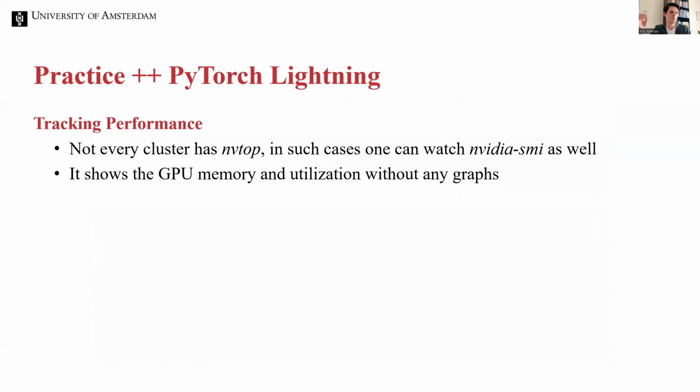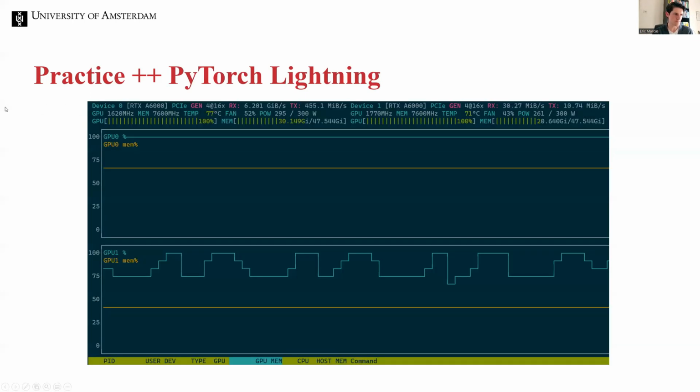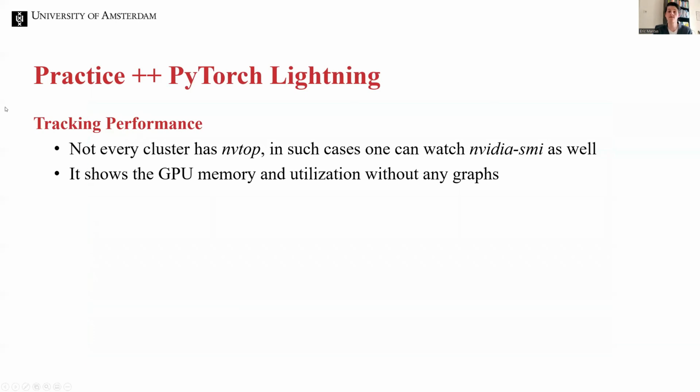Anyway, moving on. Of course, not every cluster has nvtop, but you can also use the nvidia-smi command. It's basically nvtop, but without the graphs, so you just see the numbers and the memory. That's an easy way to keep track of it as well. And if you have drivers installed, I think probably nvidia-smi has to be there as well. So that's just a basic tip to keep track of that.